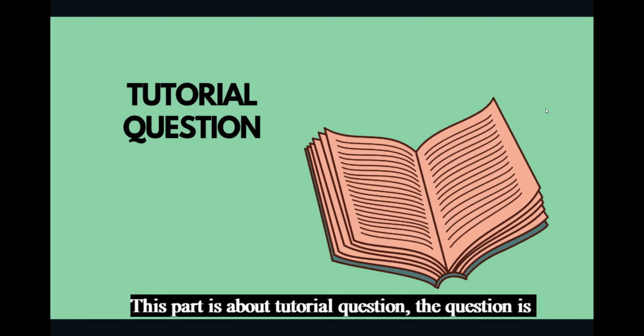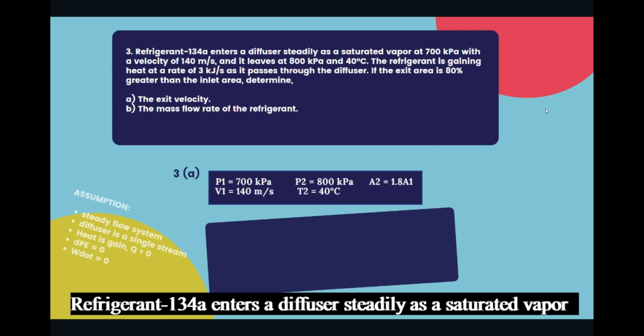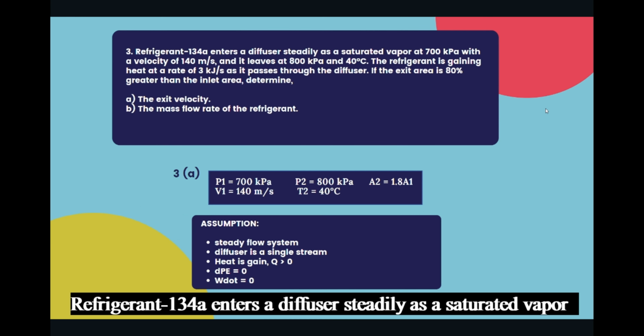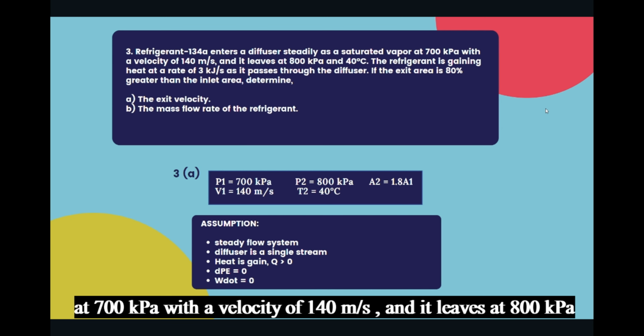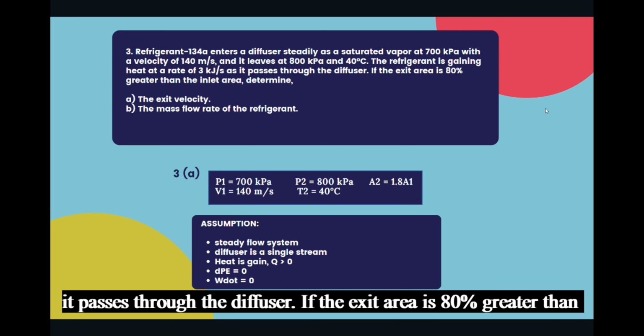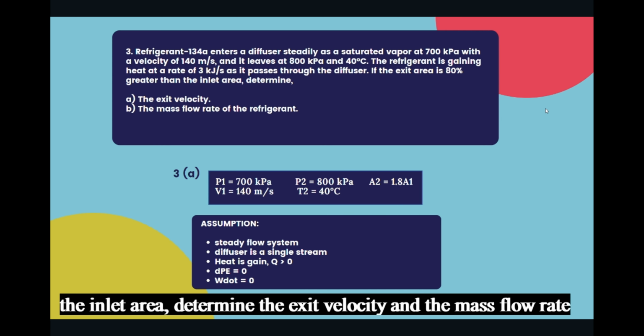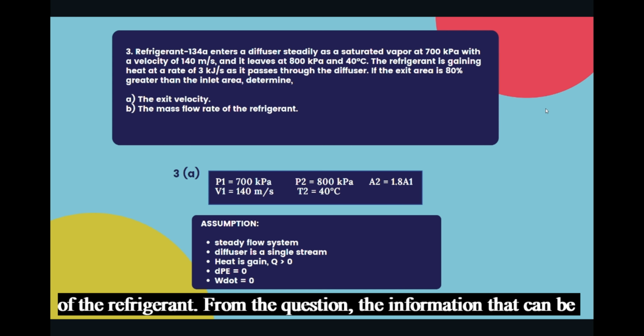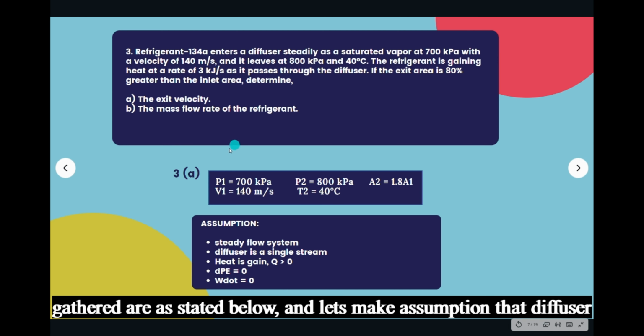This part is about the tutorial question. The question is, refrigerant 134a enters a diffuser steadily as a saturated vapor at 700 kPa with a velocity of 140 m/s, and it leaves at 800 kPa and 40 degrees Celsius. The refrigerant is gaining heat at a rate of 3 kJ/s as it passes through the diffuser. If the exit area is 80% greater than the inlet area, determine the exit velocity and the mass flow rate of the refrigerant.